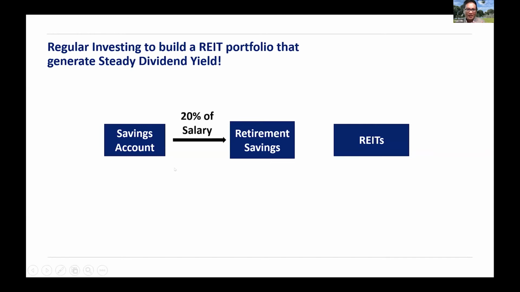So on a monthly basis, I put 20% of my salary into a retirement saving account. And I do it regularly, still monthly. On a monthly basis, I will invest in REITs. So obviously now I am building a snowball here. I still keep pumping in money, and I'm getting dividends from REITs, which I will reinvest. So this works like a snowball.